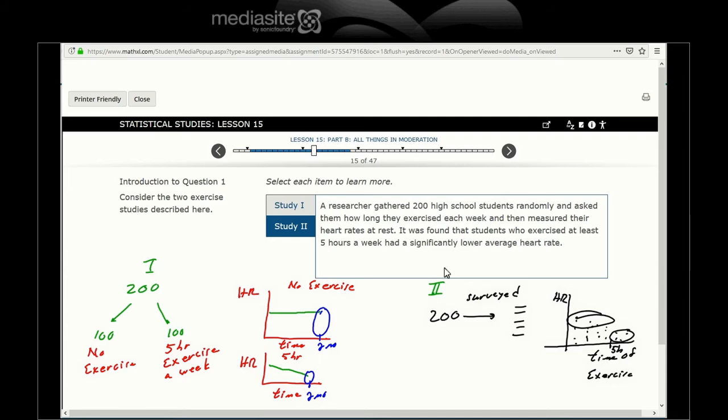Now let's see. This one, which is a survey, no influence was put in. So this would be an observational study. And this one, because there was some treatment, this would be an experimental study. So study 1, experimental. Study 2, observational.